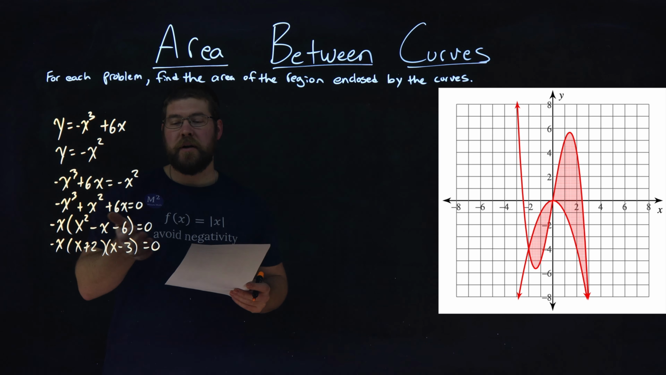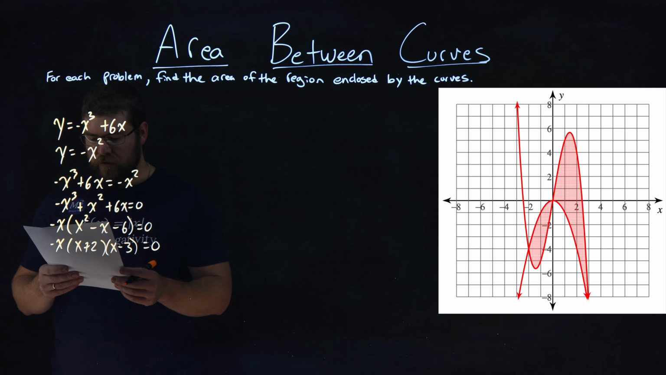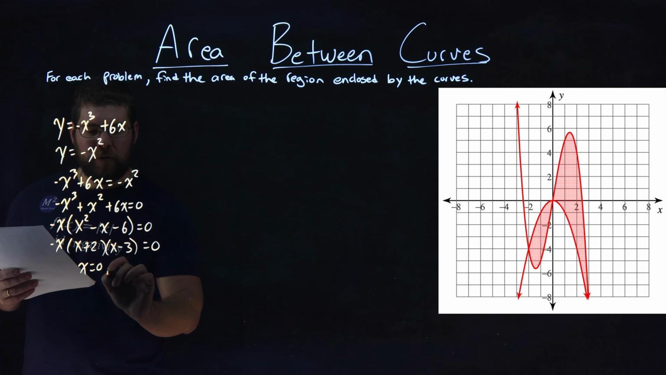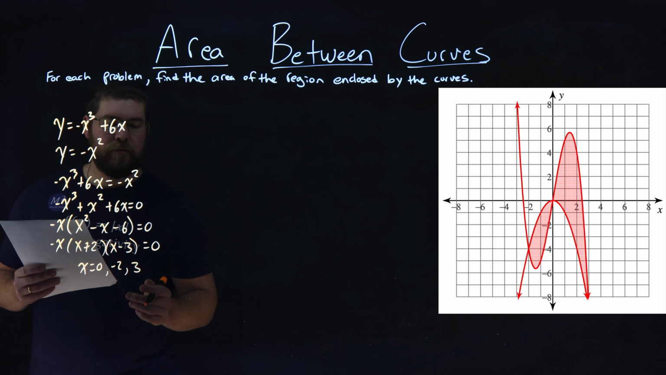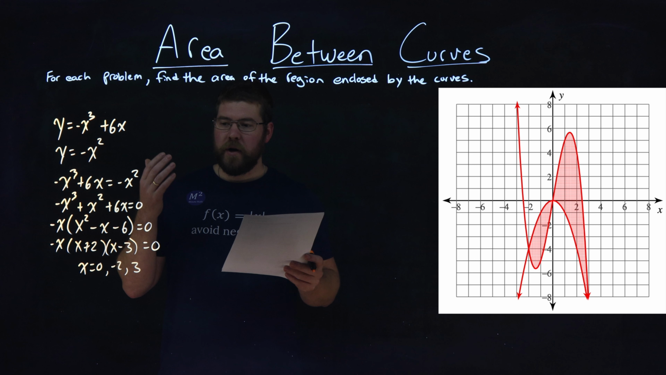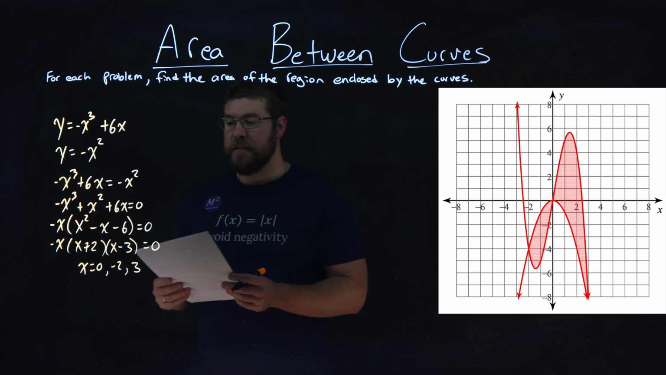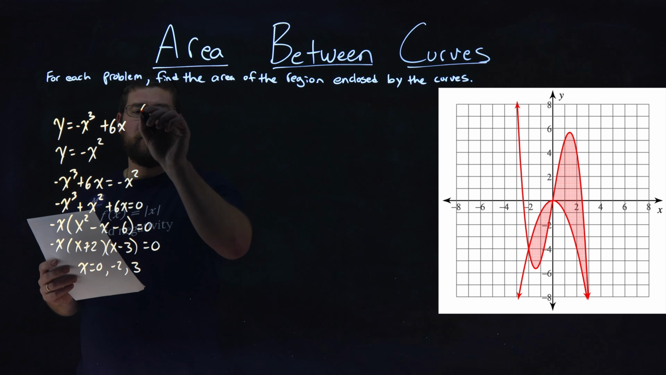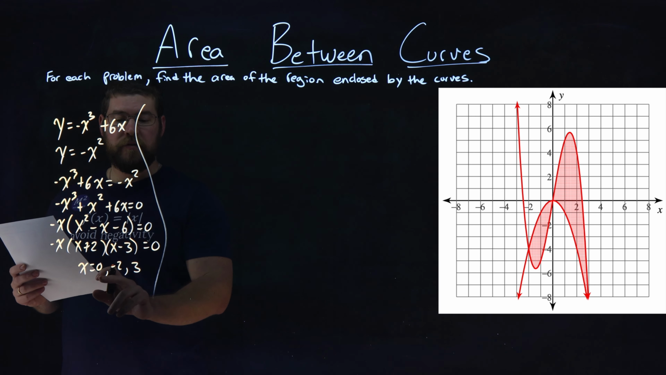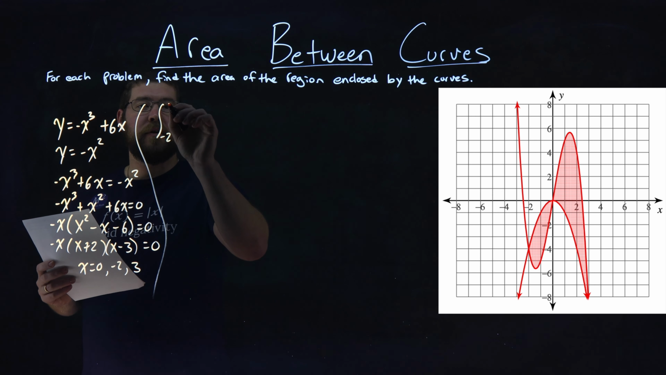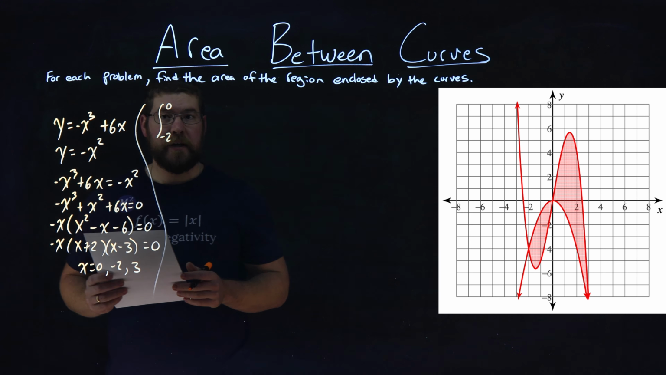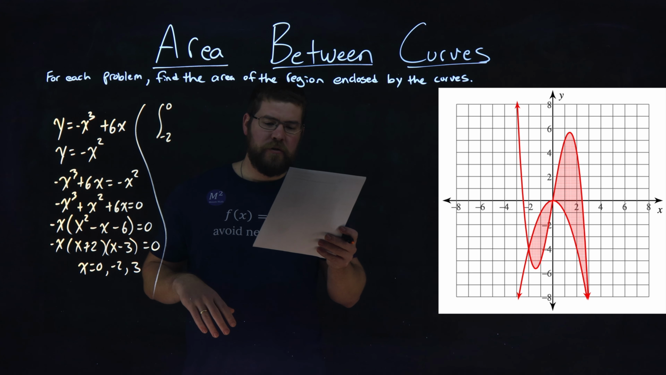And now we can set each part individually and solve for x. Hopefully you can see that x equals 0, negative 2, and a positive 3. So we're going to have two integrals to deal with. Our integrals will be from negative 2 to 0, and then from 0 to 3.